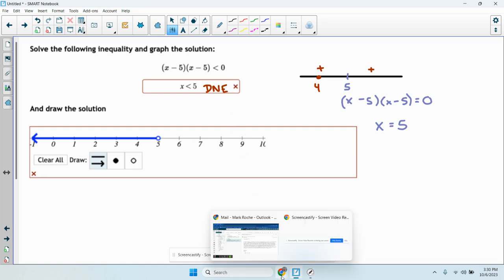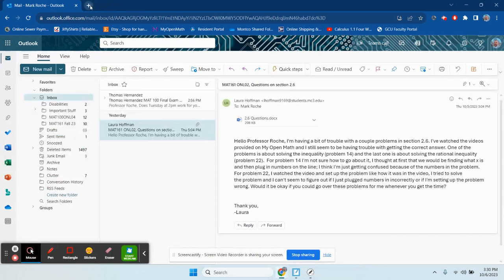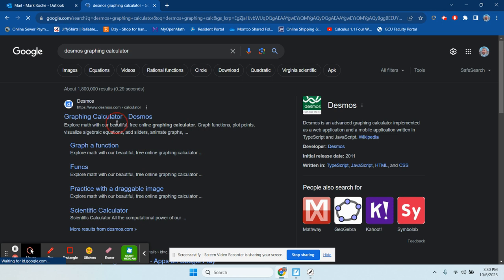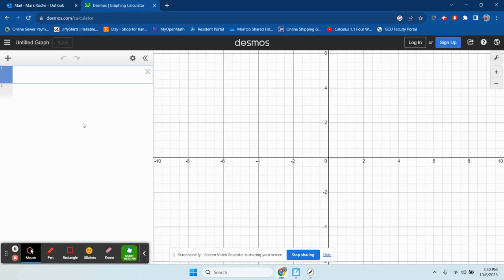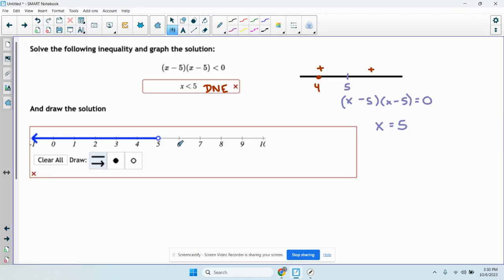Just to show you, let me pull up a quick Desmos graph, a visual representation of what's going on. This is x minus 5, x minus 5. I want to know where this thing is less than 0. Well, we know it's 0 at x equals 5, but it never dips below 0. So that's where we get D and E. And I believe if it's D and E, there's nothing really to draw here.